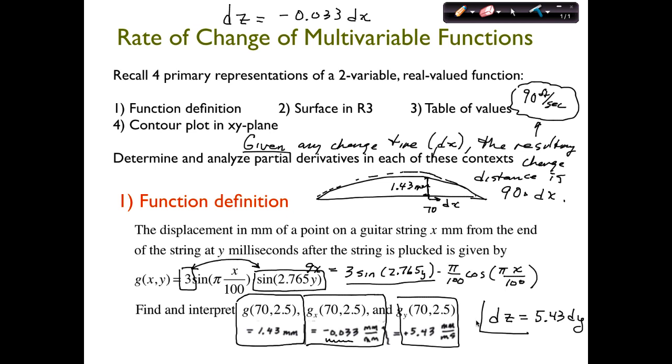70 millimeters away from the end of the string, the change in displacement is 5.43 times the change in time at 2.5 milliseconds. Awesome. So at 70 millimeters from the end of the string and 2.5 milliseconds, if you let time change a little bit, the resulting change in displacement will be 5.43 times the change in time that you picked.